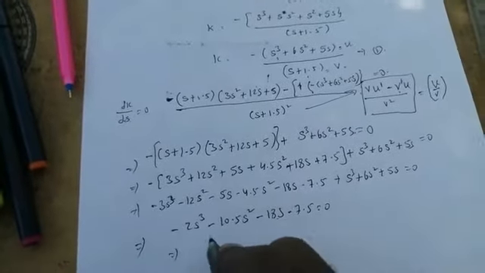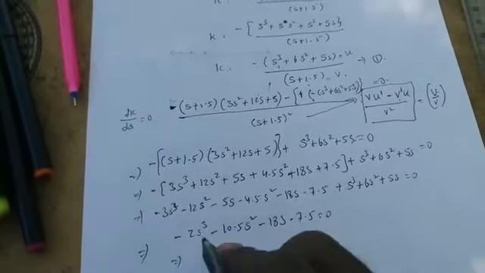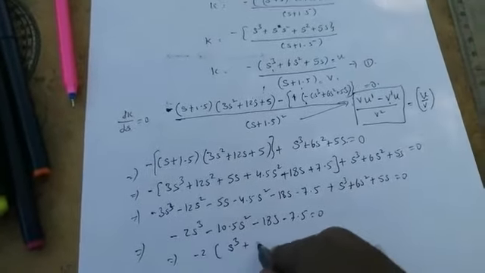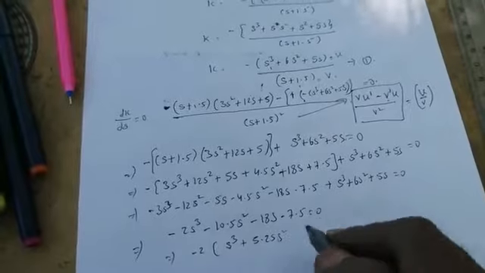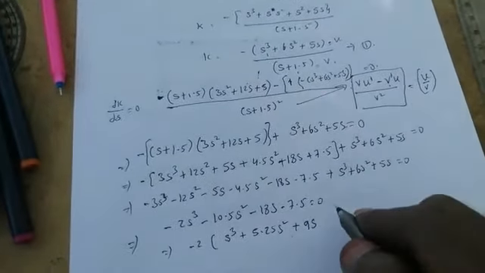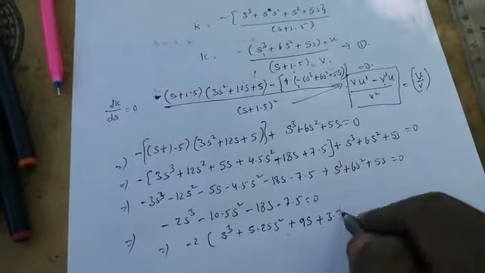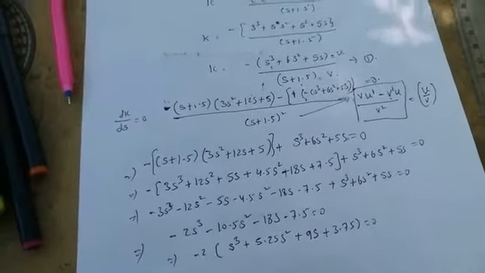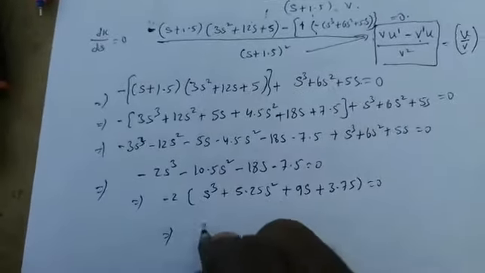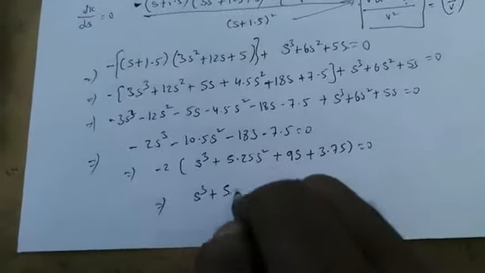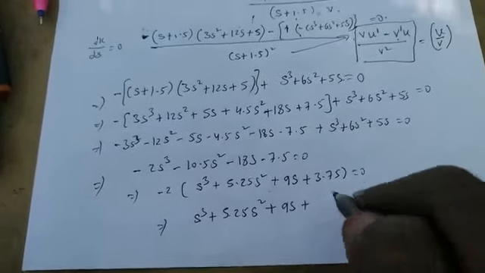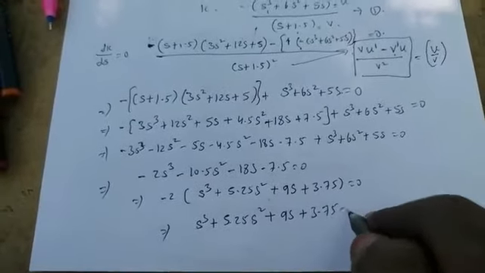Now if you take minus 2 common here, s cubed plus 5.25 s square plus 9s plus 3.75 equals to 0. Finally we will obtain the equation s cubed plus 5.25 s square plus 9s plus 3.75 equals to 0.